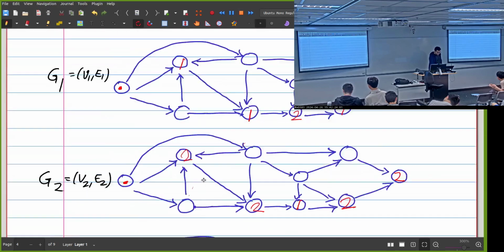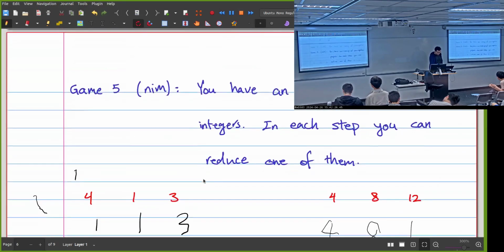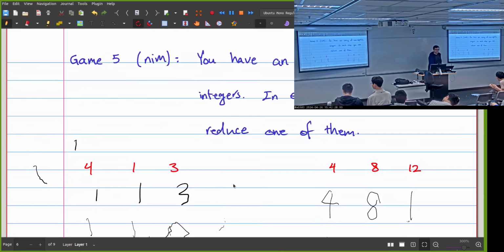Okay, so what is the winning condition of NIM? Sometimes they also call it the winning invariant.